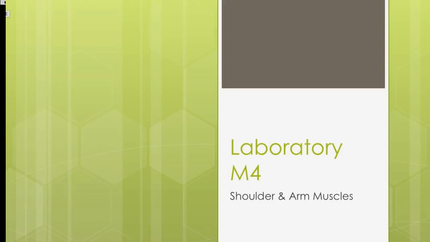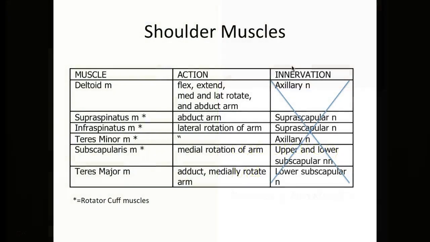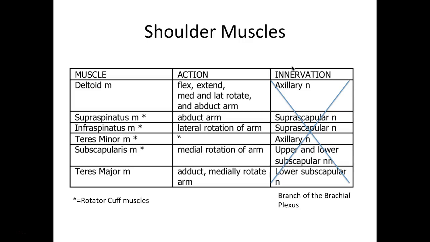Welcome to Laboratory M4, where we will cover the shoulder and arm muscles. Cross off the innervation portion and right branch of the brachial plexus. And you can see I've put stars on these four muscles here. These are your rotator cuff muscles, which we'll talk about next.